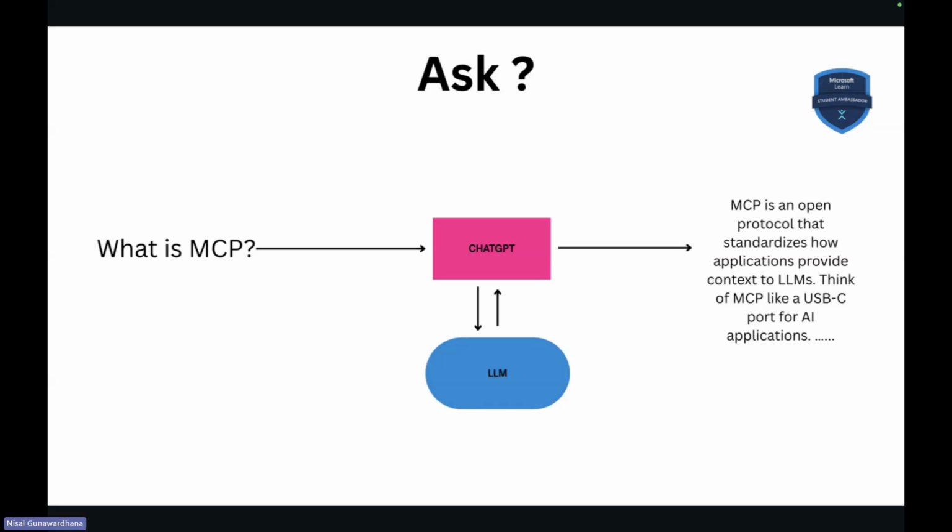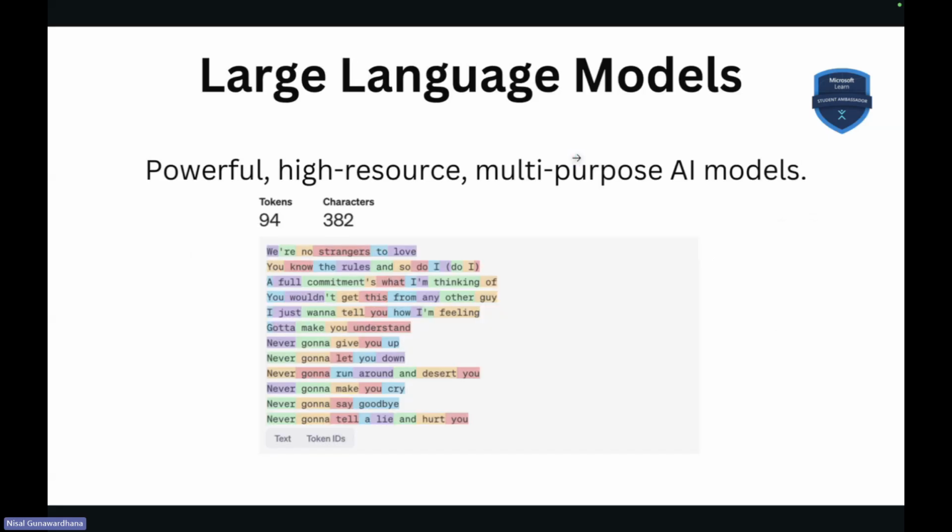Here we talk about the word LLM. LLM is a large language model. It's a very powerful AI model, trained on a lot of datasets, maybe 1 trillion, and it needs high resources. Basically, we use large language models for multiple purposes. We can do a lot of things using these large language models, right?